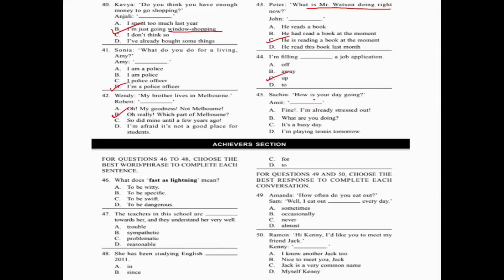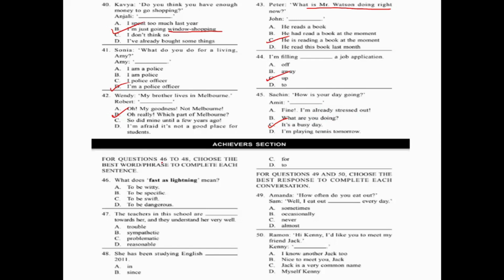Now Sachin, how's your day going? Amit, fine, I'm already stressed out. No, it's about work. Okay, so what are you doing? We can't ask this. We have to answer the question that is appropriate. How is your day going? It must be like it's a busy day. Okay, I'm playing tennis tomorrow. No, we can't say something regarding tomorrow. So it should be it's a busy day. Okay, option C.